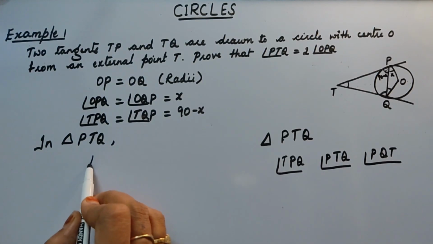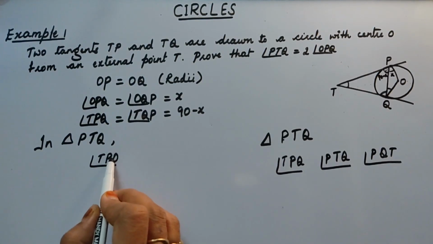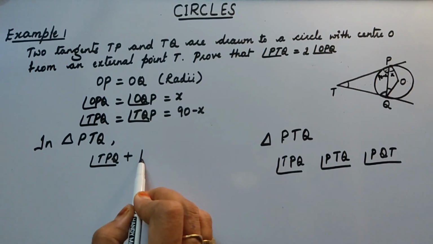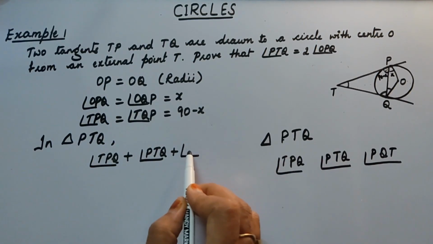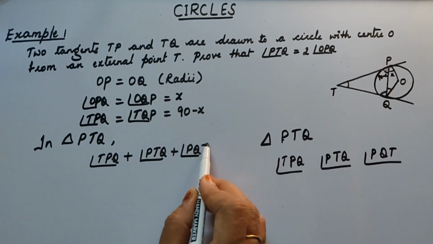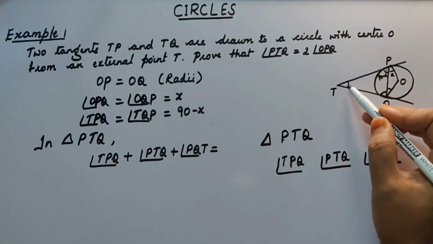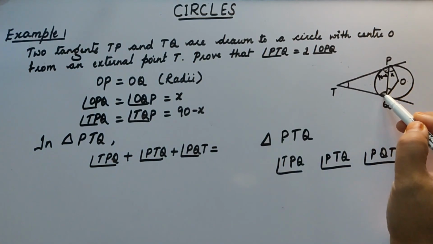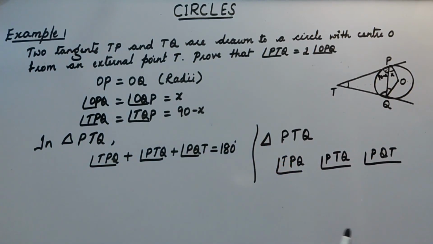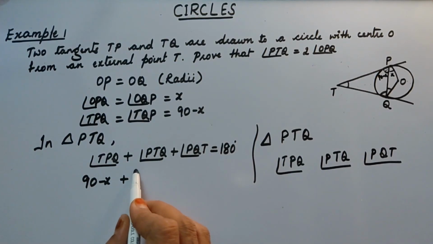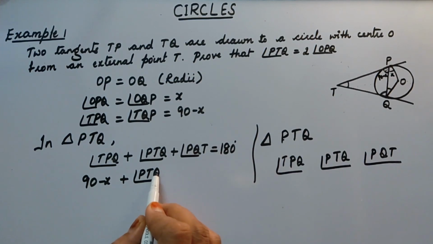So here TPQ plus PTQ plus PQT is equal to, as it is a triangle, the sum of the angles of a triangle is equal to 180 degrees. 180 degrees, students. So here TPQ is 90 minus x. Plus PTQ, angle PTQ is not given.